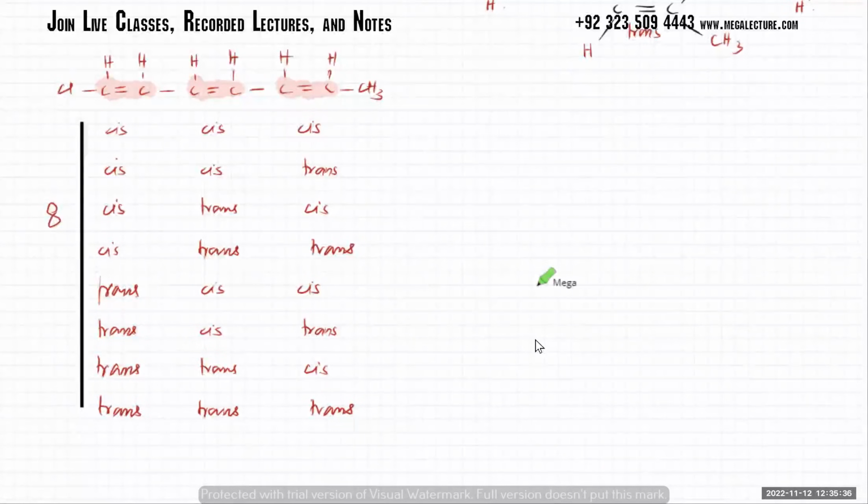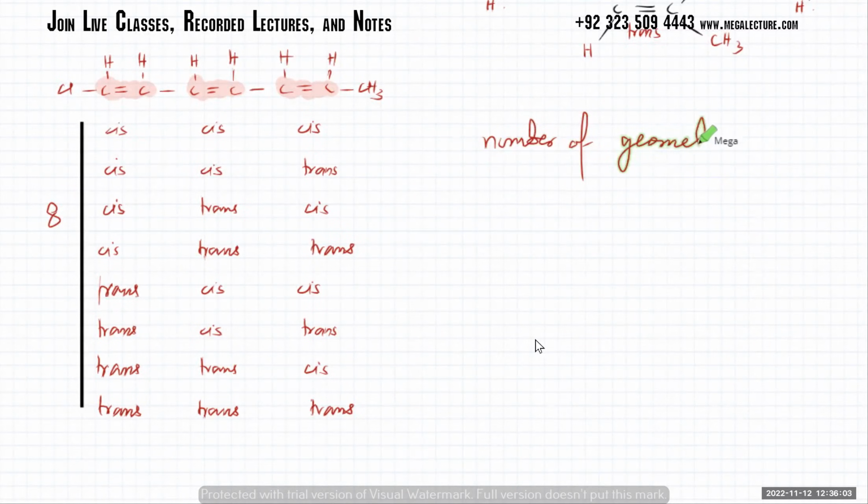Okay, so make sure you understand this idea that stereochemistry grows exponentially. If a molecule has 2 double bonds, or 3, or 4, that's 2 to the power 6. So the formula is basically 2 to the power n. Okay, that's your formula for the number of geometric isomers.